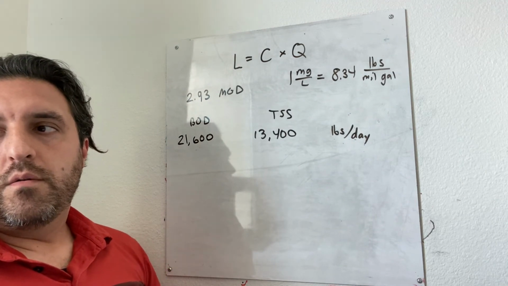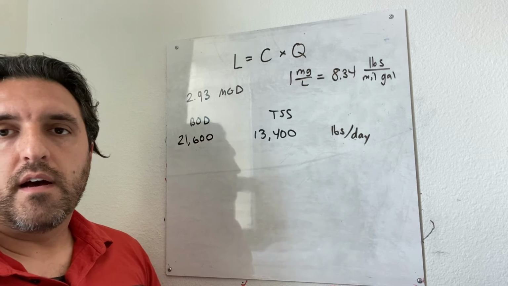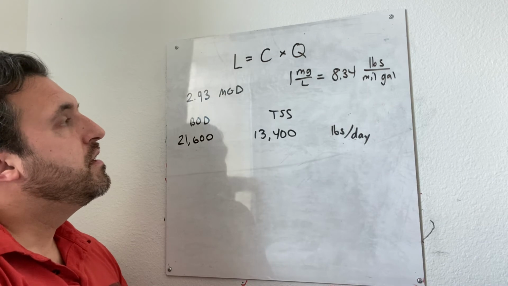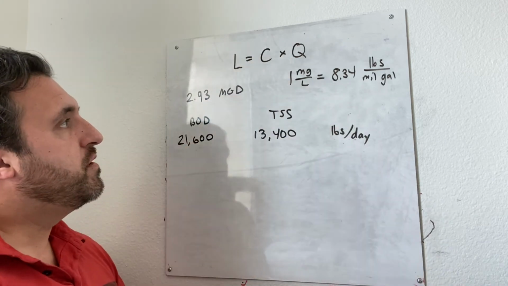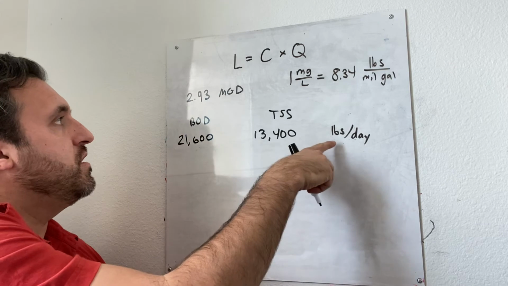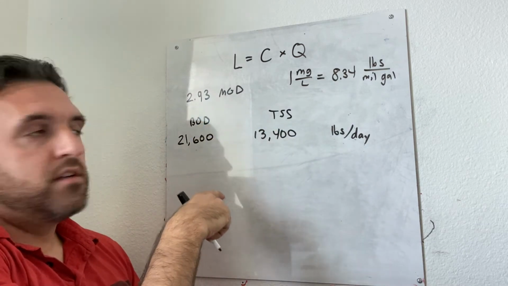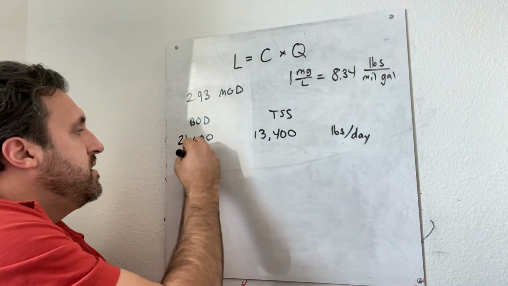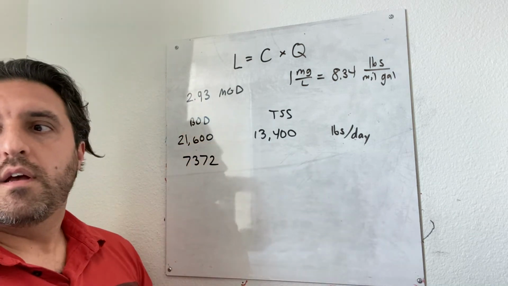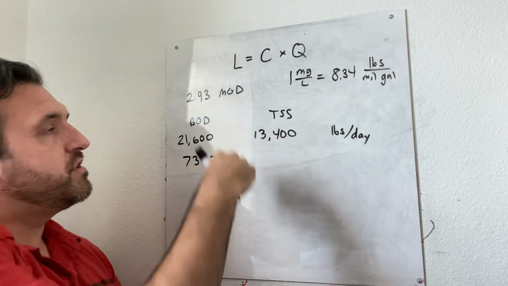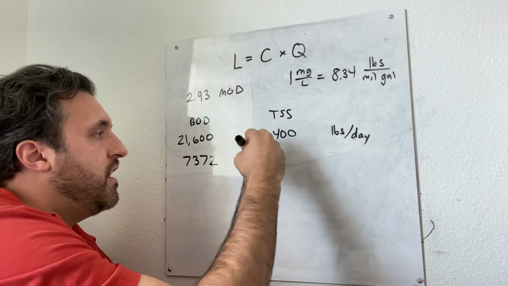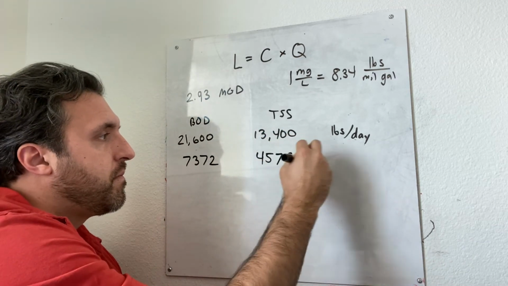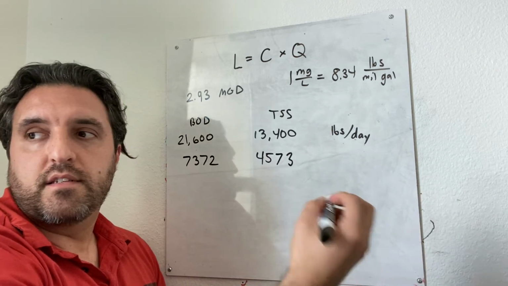All right, so in order to get a concentration, we would just manipulate this equation, taking the loading and dividing it by the flow rate. That's going to give us the units pounds per million gallon. So if we take 21,600 divided by 2.93, that gives us 7372. And 13,400 divided by 2.93 gives us 4,573. And again, this is pounds per million gallon.